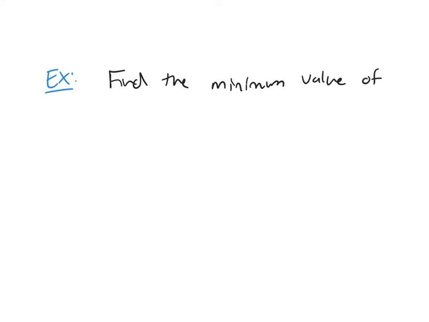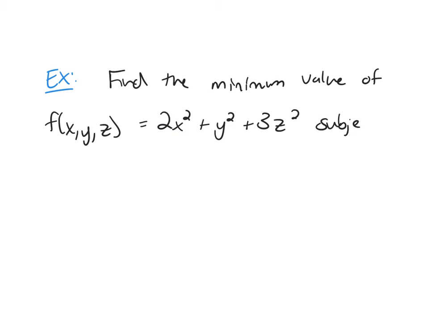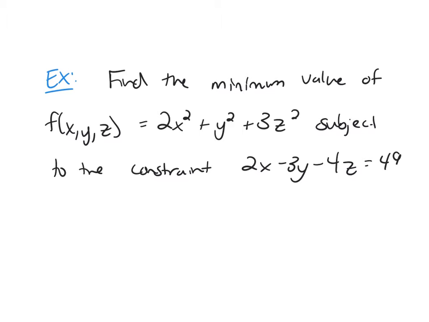So now let's look at an example involving a function of 3 variables. Find the minimum value of f(x, y, z) equals 2x squared plus y squared plus 3z squared, subject to the constraint 2x minus 3y minus 4z equals 49.